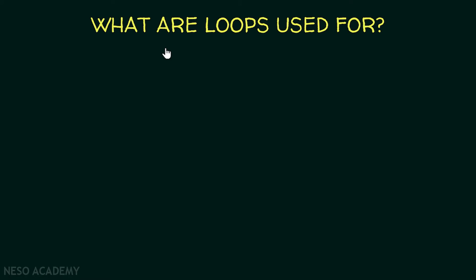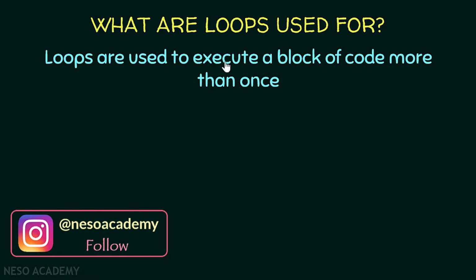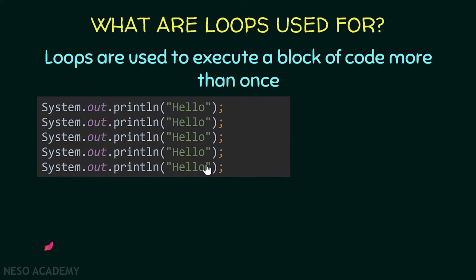So let's get started. What are loops used for? Loops are used to execute a block of code more than once. For example, suppose that we want to print the string hello 5 times. Then we can use the println method 5 times, as you can see. But now suppose that you want to print it 100 or 1,000 times. Then we would have to write this statement 1,000 times, and this is very hard to do, right? So in this case, we will use a loop.